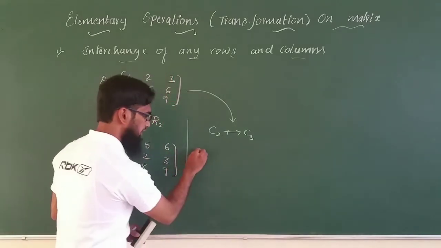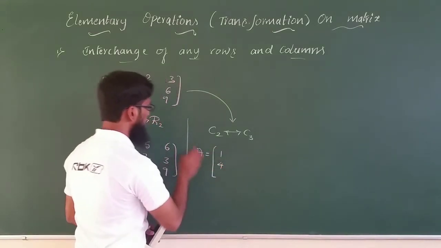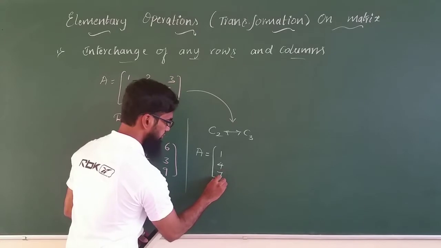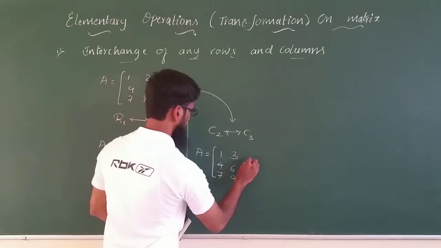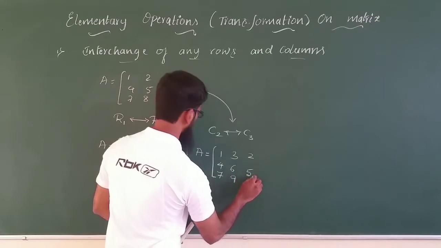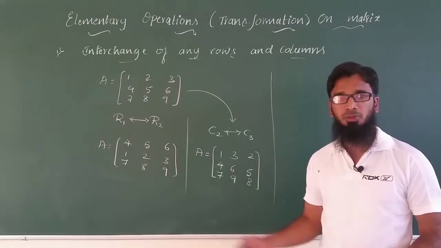Finally the matrix becomes A equal to: the column 1 elements remain the same, we are not changing them. Then 3, 6, 9, 2, 5 and 8. This is the column arrangement after interchange. Now what is the application of this matrix here?